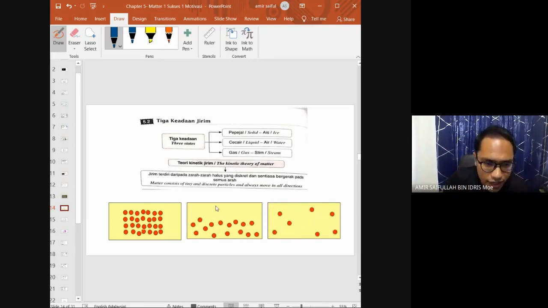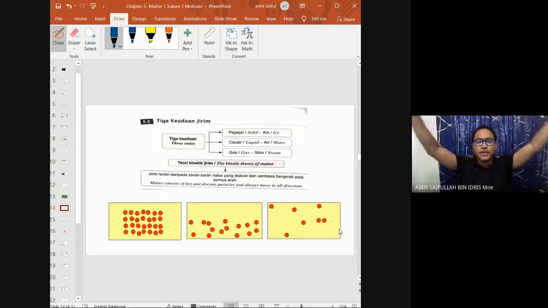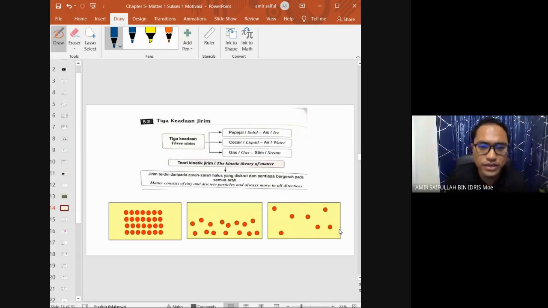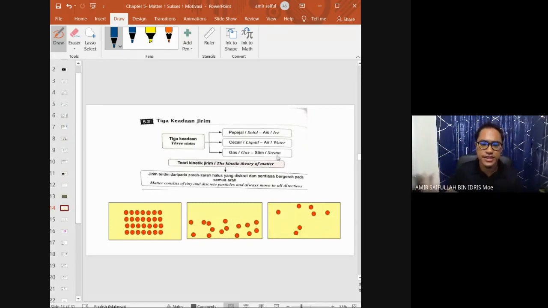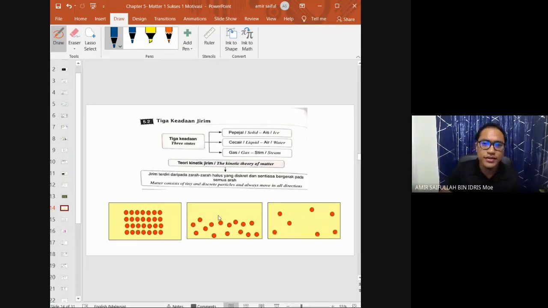The 3 states are solid, and when water exists as solid, it is called ice. When it exists as liquid, it is called water. And when it disappears into the air, it is called water vapor, or sometimes we call it steam. So the cloud is actually liquid.